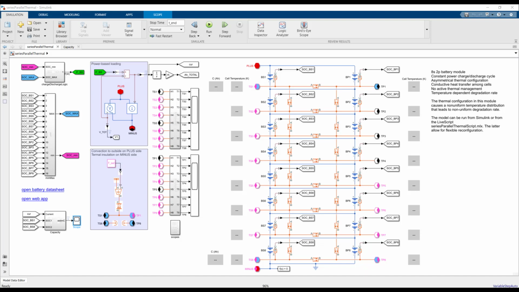Individual battery cells exchange heat with one another by conduction. The top two cells expel heat to the environment by convection, and the bottom two cells are thermally insulated.